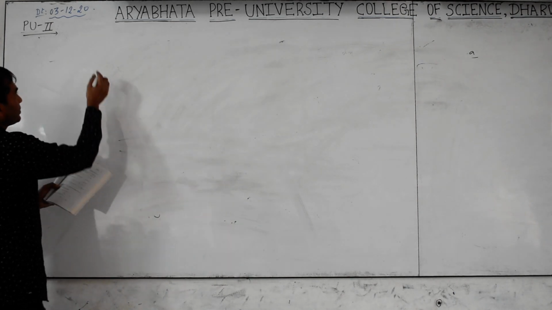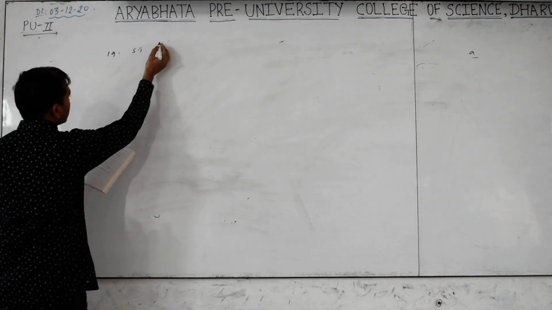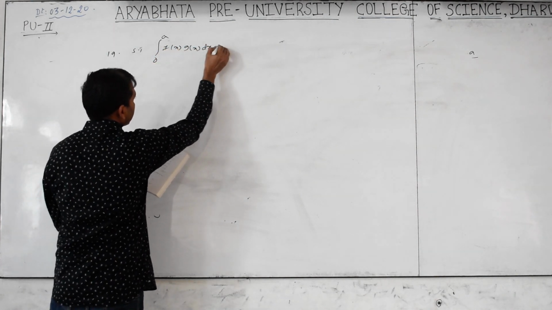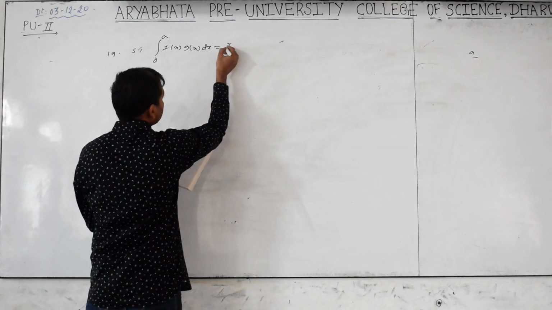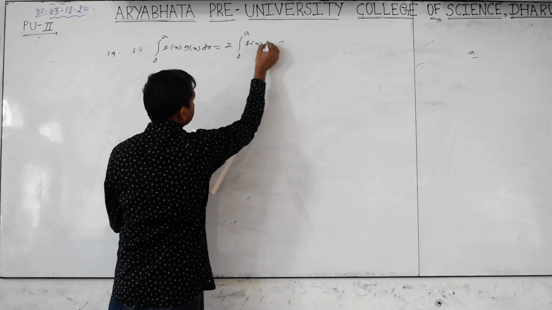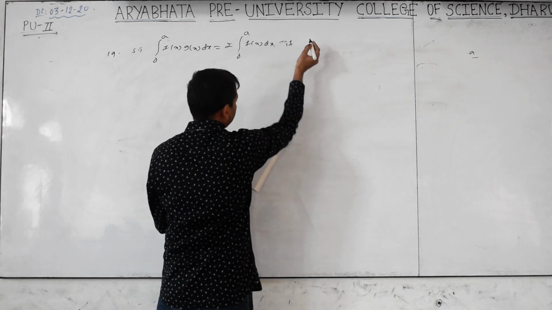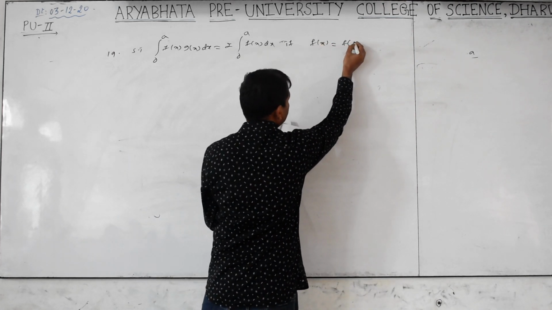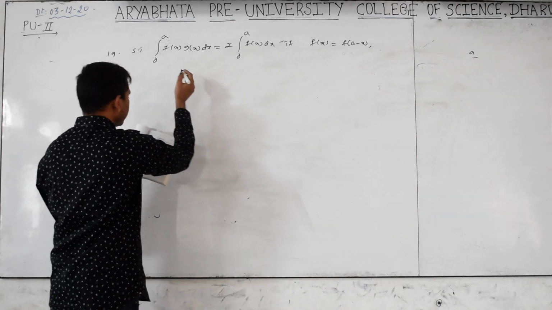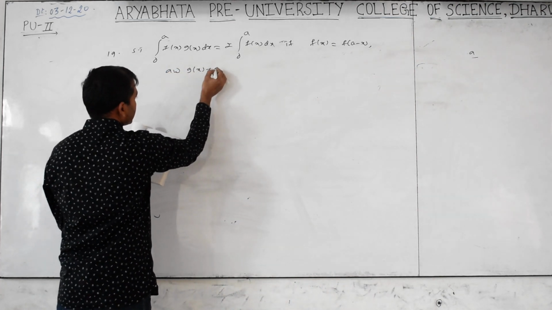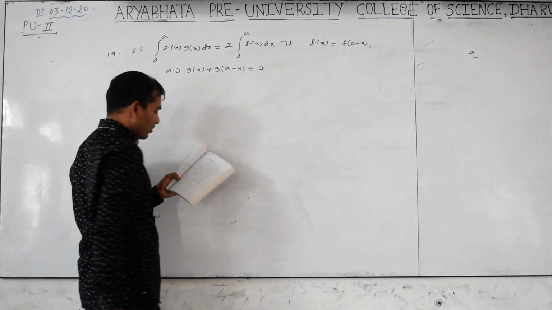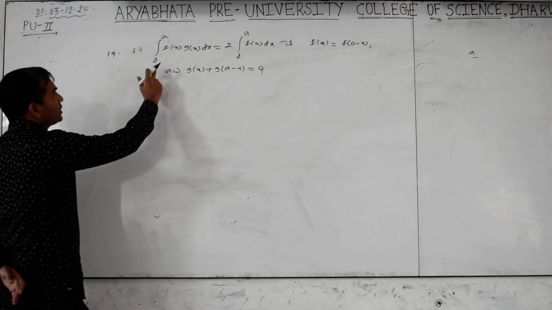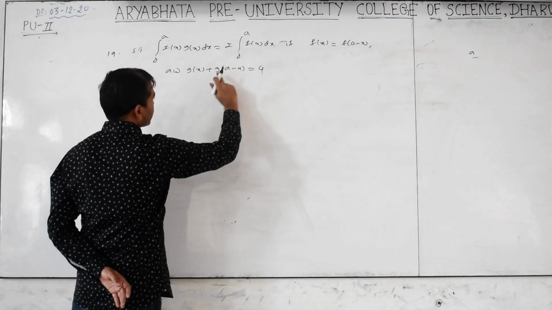Next, question number 19. Show that the integration of 0 to a f of x into g of x dx equals 2 into the integration of 0 to a f of x dx, if f and g are defined as f of x equals f of a minus x, and g of x plus g of a minus x equals 4. This is what we have to prove by using this condition.